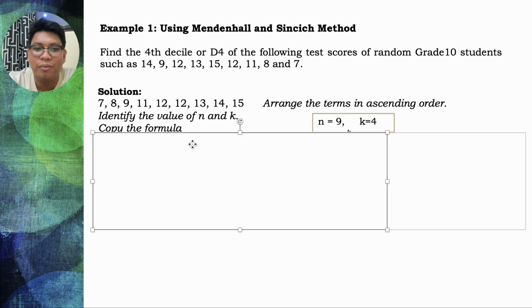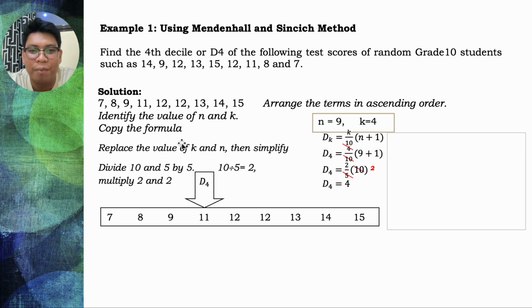So, in our solution, continuation is we copy the formula. That's D sub k is equal to k over 10 times n plus 1. And then we simply need to replace the value of k and n.